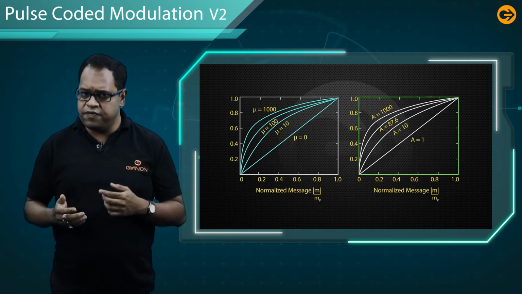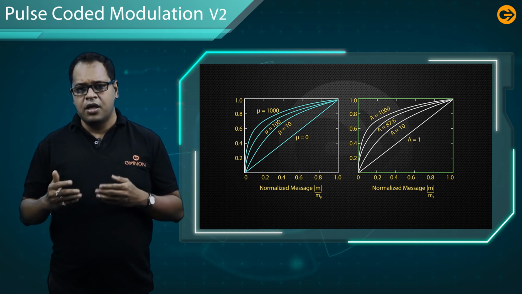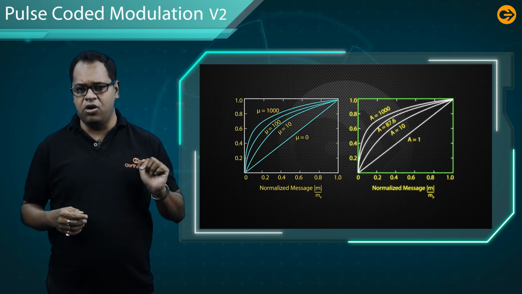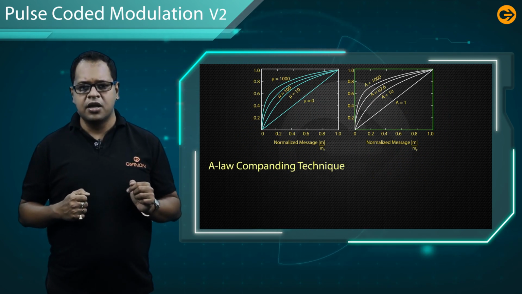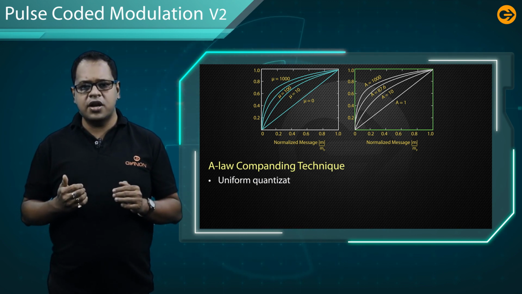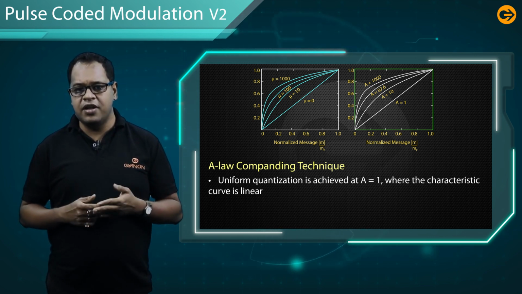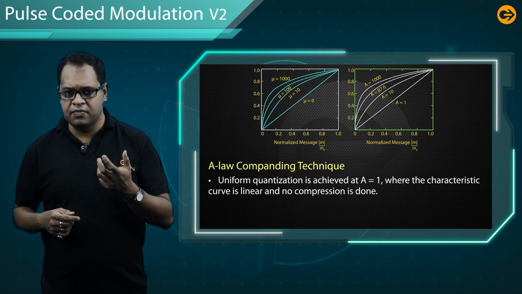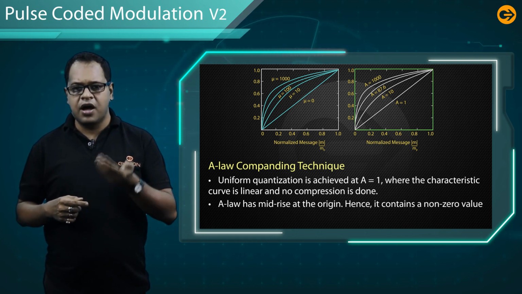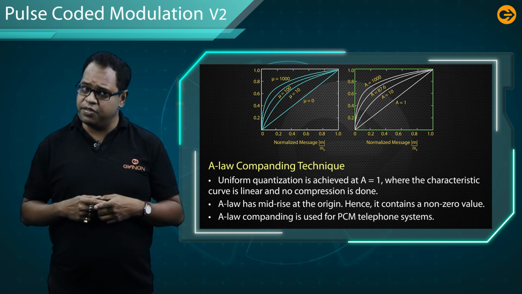Now let us discuss non-uniform quantization. Non-uniform quantization can be handled by companding. There are two different laws in non-uniform quantization. One is mu law, another is A law. Let us discuss the A law companding technique. In A law, uniform quantization is achieved at capital A equal to 1, where the characteristic curve is linear and no compression is done. A law has mid-rise at the origin, hence it contains a non-zero value. A law companding is used for PCM telephone systems.